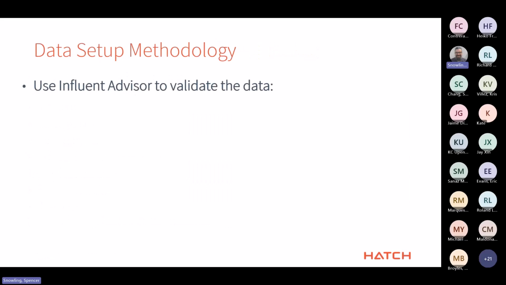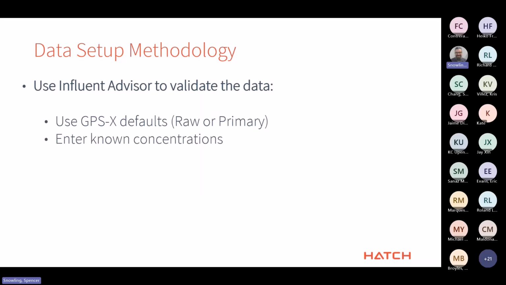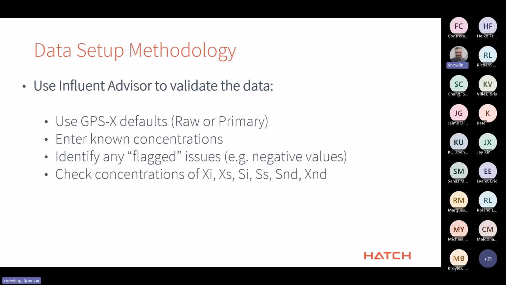Okay. So the way you typically go about setting this all up and then doing a bit of validation and further adjustment and calibration of your influent is basically: start with using the defaults from GPS-X. Hit one or the other of those two buttons to start with. Then enter all of the known concentrations that you have in that left-hand column at the top, and then identify any flagged issues that come out of that.